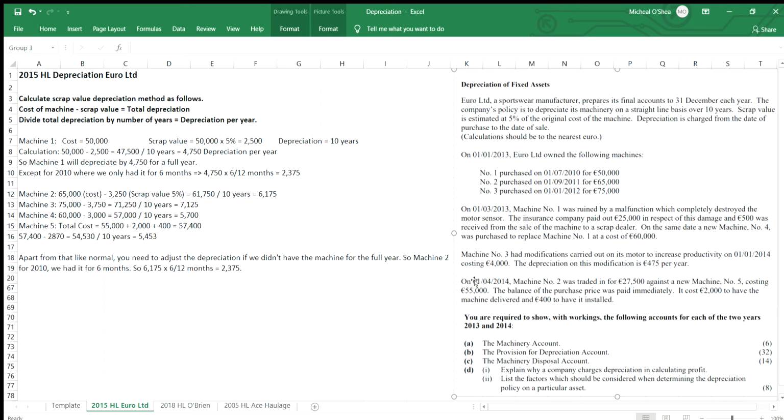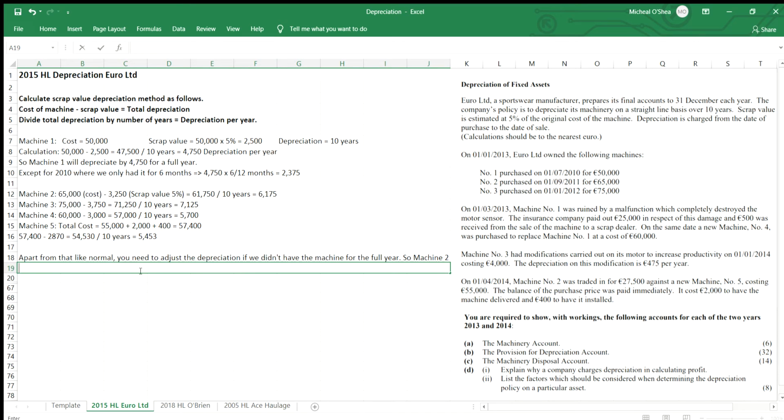So, machine 2, we had it in 2010, we had it for 6 months, so 6,175 multiplied by 6 divided by 2 is 2,375. So that's just a reminder that, as I said previously, if you didn't have it for a full year, that's actually not the right calculation, because 6 months is not what we had machine 2 for. It was actually machine 1.